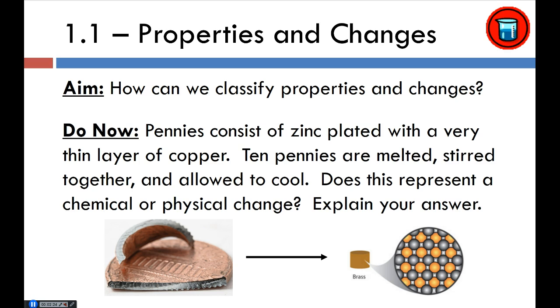So in the penny, where it's very heterogeneous and the copper and the zinc atoms are in two very distinct places, in brass we've mixed everything together and we've made it homogeneous. So this turns out to be a physical change, a more complicated physical change than most of the ones that we'll see, but still a physical change nonetheless. Let's get into some other examples of chemical and physical changes.